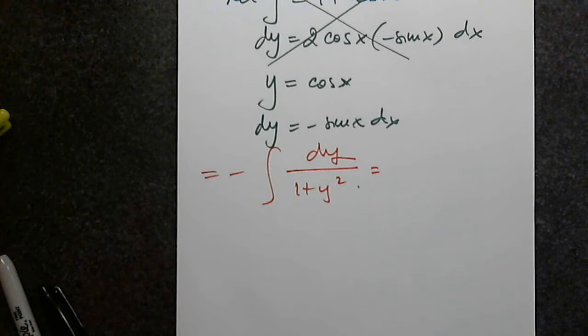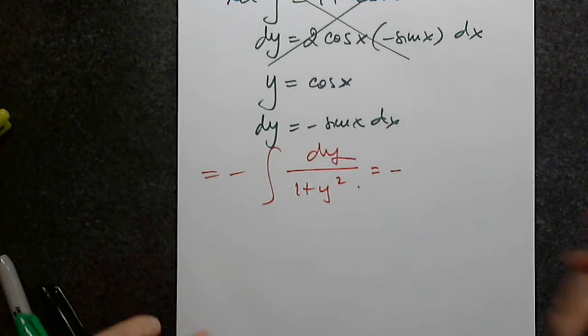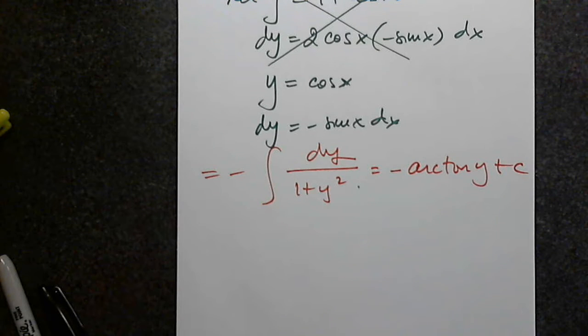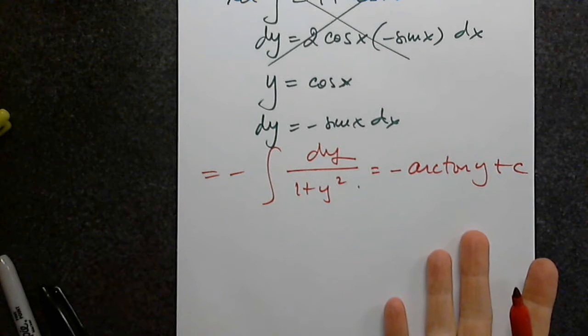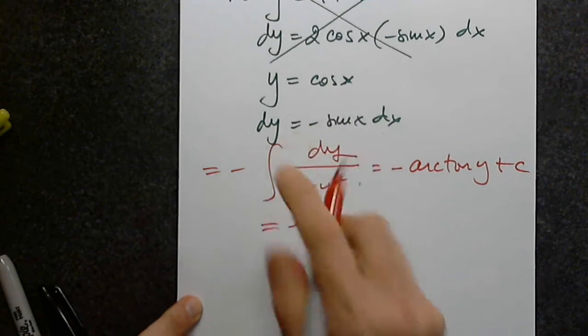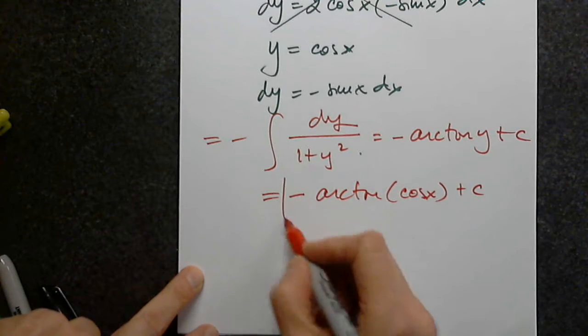And there exists a function whose derivative is 1 over 1 plus y squared. It is indeed arctangent y, because arctangent y prime is 1 over 1 plus y squared. I have to go back to the original variable. So this will be negative, and I have to replace y by cosine x. So this is negative arctangent applied to cosine x plus a constant c.